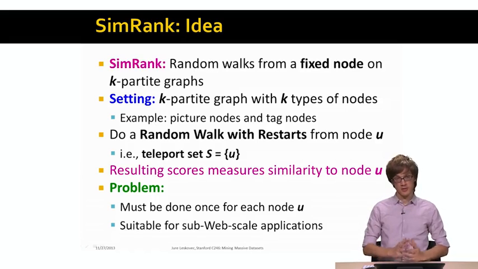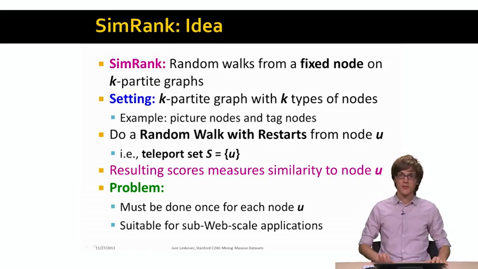Of course, the problem with this is that this is not the most scalable method, because it means that for every node we have to compute a separate set of similarities. So this is something that works well for sub-web scale problems, but on a larger web scale graph, this may be too hard to do, and we don't want to have the teleport set to be individual nodes, but maybe sets of nodes, and then we are back to the personalized PageRank world that we talked about today.